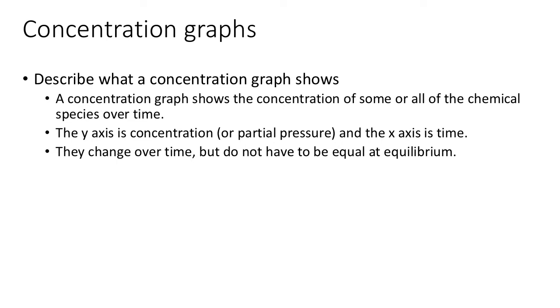Okay, so a concentration graph shows the concentration of some or all of the chemical species over time. Which ones do we get rid of in an equilibrium system? Remember, because we're talking about some, there's no solid or liquid. The y-axis is concentration or partial pressure, and the x-axis is time, and it changes over time, but as different to the reaction rates, they do not have to be equal at equilibrium.